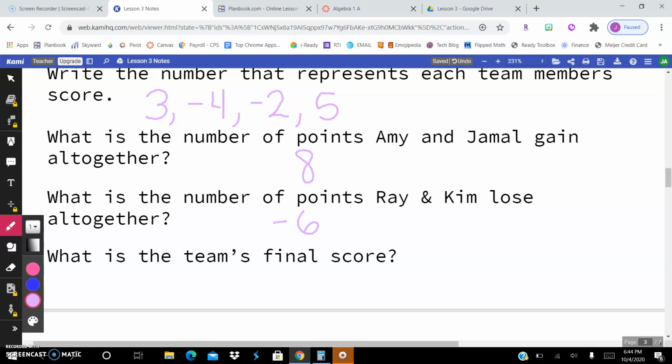And then what is the team's final score? Well, we have to add the 8 and the -6 together. So I have a positive and a negative. I'm going to do big minus little. 8 minus 6 is 2. And then I'm going to go back and look. 8 was our bigger number. 8 is positive. So our 2 stays positive. So they have a total of 2 points after everybody's scores are added up.